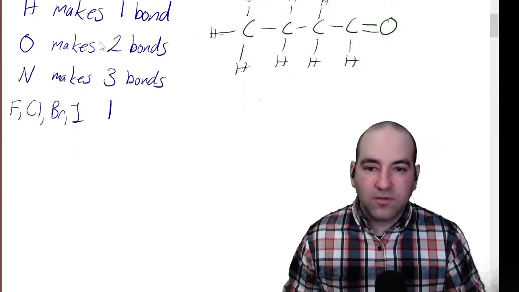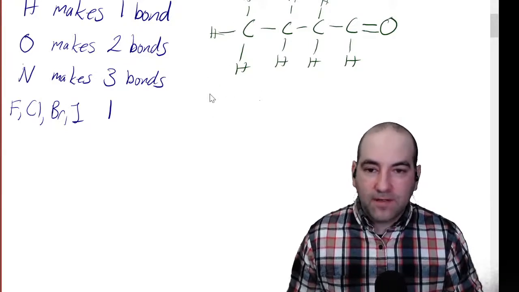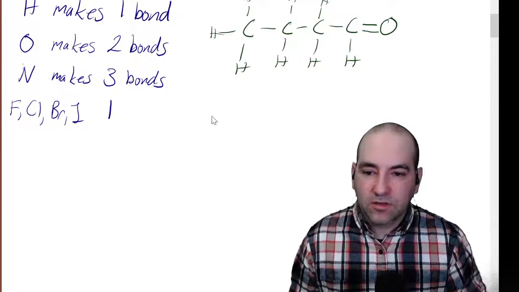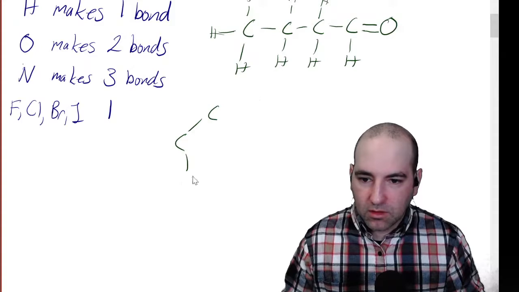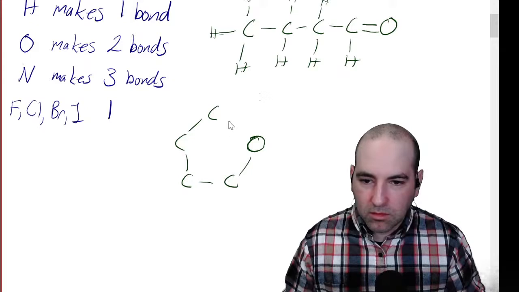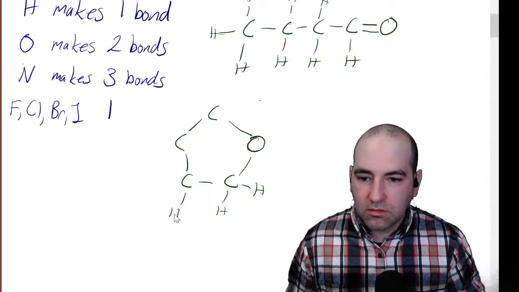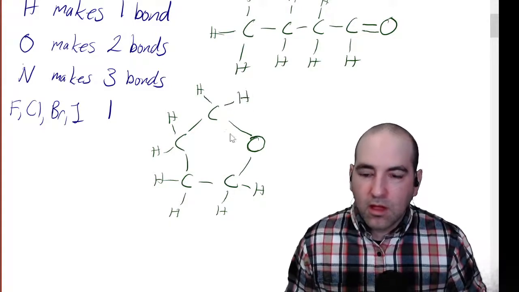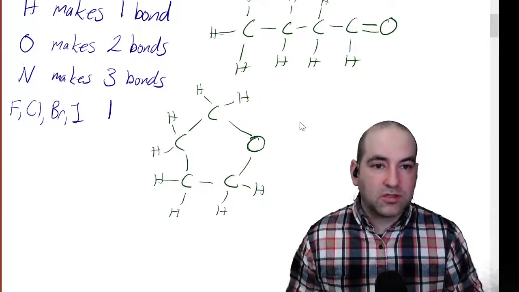Now, there are lots of different ways to draw a structure that is C4H8O. Any way you can do it that follows these rules is fine. So, for example, here's another one. In this case, I've actually connected them in a ring. But you'll notice I still have 4 carbons, 8 hydrogens, and 1 oxygen. So it's a good structure.